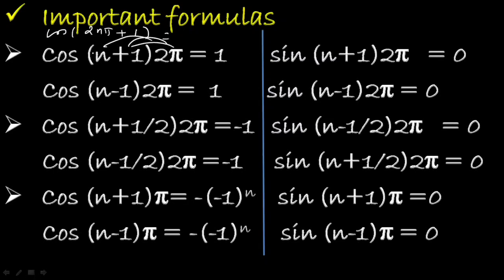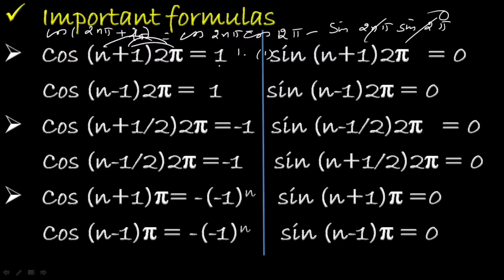cos(a + b) is nothing but cos a cos b minus sin a sin b. So cos(a + 2nπ) equals cos a cos 2nπ minus sin a sin 2nπ. You know all these values. Cos 2nπ is 1, cos 2π is 1, and sin 2nπ and sin 2π are 0. So I am substituting here and getting the value. So no need to remember all these values.